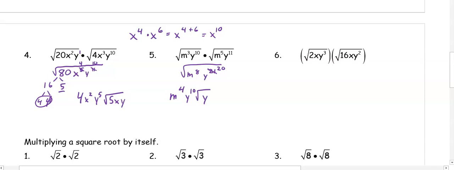In number 6, when we multiply, we have 2 times 16, which is 32, x to the 1 plus 1, which is 2, and then y to the 3 plus 2, which is 5. Now, 32 can break down to 8 and 4. 8 can break down to 2 and 4. So we have a pair of 4's. We have a 2 left over. X is an even exponent of 2, so half of 2 is just x to the 1st. So we'll just write that as x. Y is an odd number, so 1 stays under, change our exponent to 4, and then half of 4 gets us y squared.